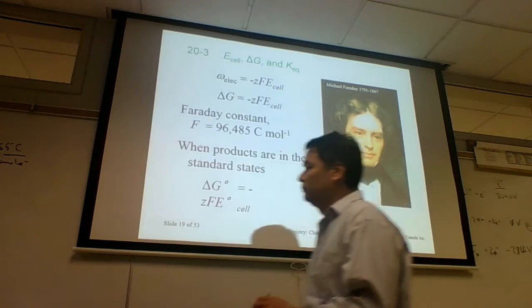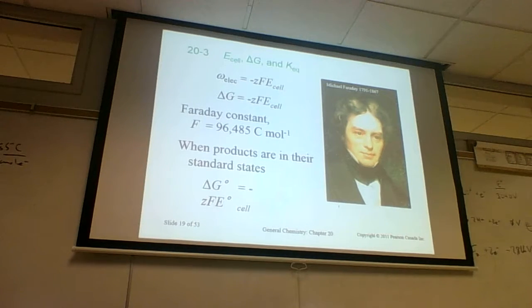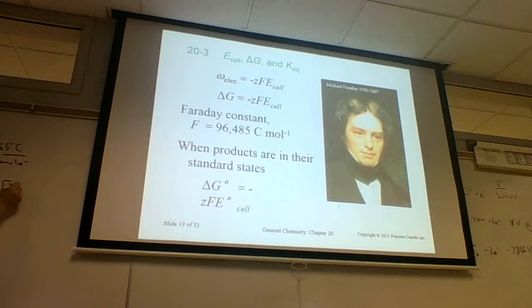And so our relationship is delta G naught equals minus ZF E naught of the cell. Therefore, if we know E naught of the cell, we can calculate delta G naught, because Z is moles of electrons. The units here would be moles, the units here are coulombs per mole, and E is volts. Do you know what a coulomb times a volt is? A coulomb times a volt is a joule. And so this gives us how many joules of energy.